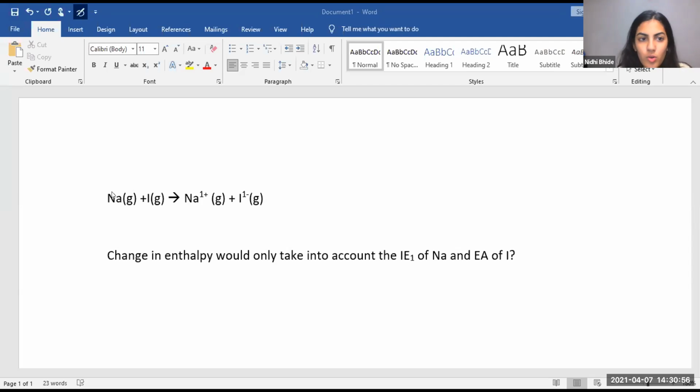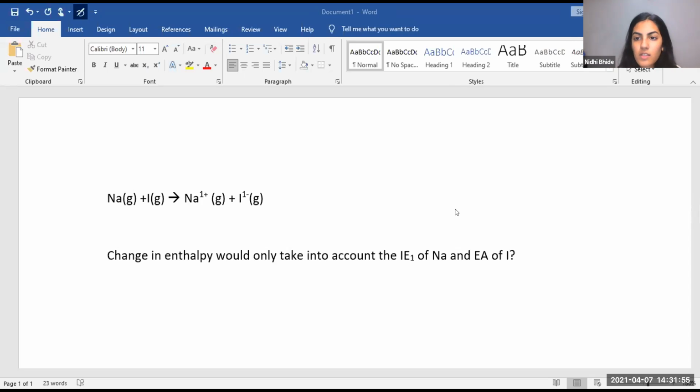Okay. Now you can. So I wrote out this question from somewhere, and I just had a general question. If it gives us an equation like this where there's only two main reactions going on, the ionization and the electron affinity, then do we calculate the change in enthalpy using any other value or only the given values of the ionization energy? So the change in enthalpy will only take into account the ionization energy 1 of sodium and the electron affinity of iodide? Yeah, is that correct? Yes, you need to consider the two.